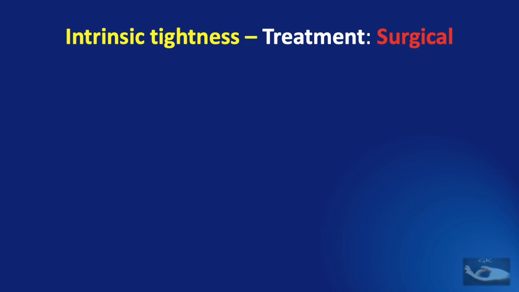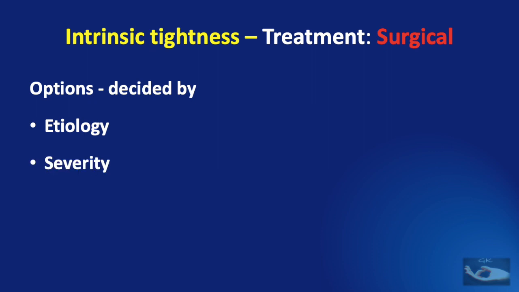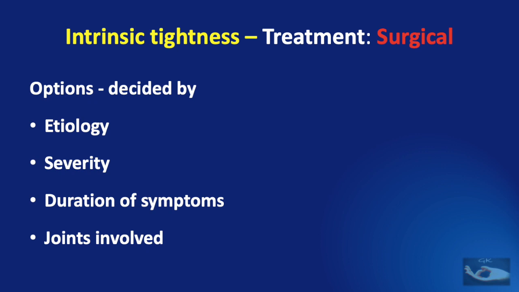What do we do when there is an established intrinsic contracture? Let us consider the surgical means of management. There are many different techniques, so the decision would have to be made based on the etiology, the severity of the problem, the duration of symptoms, and the joints that are involved.